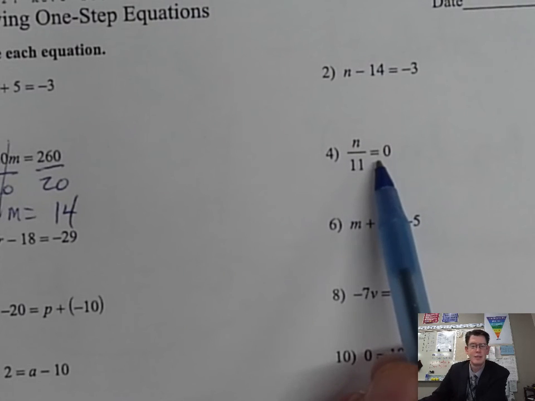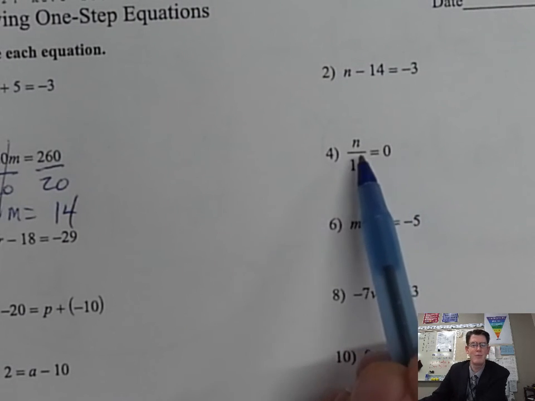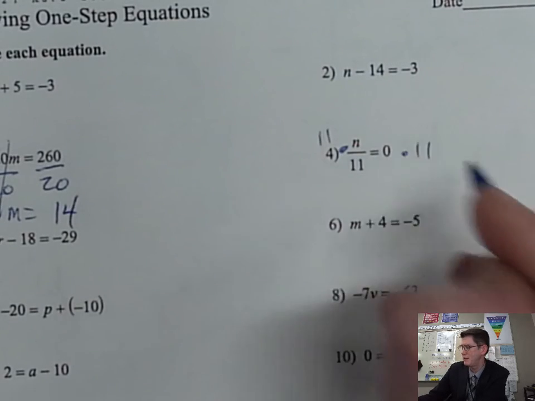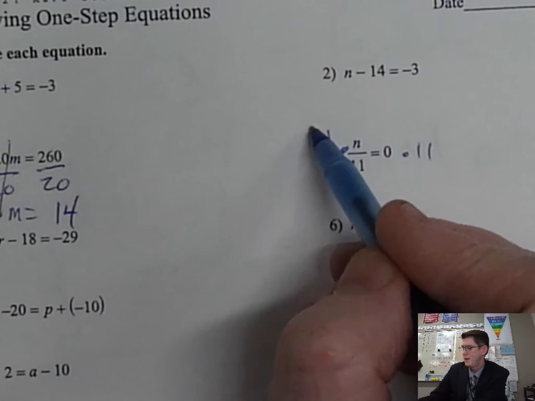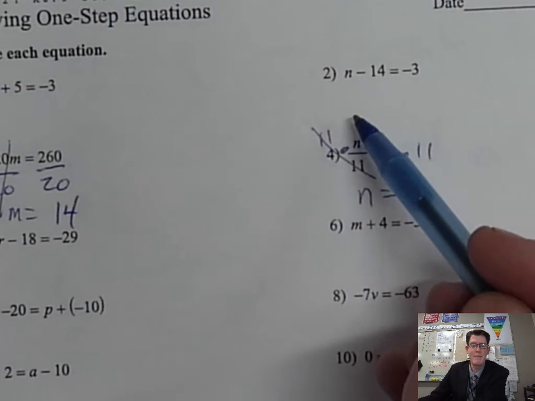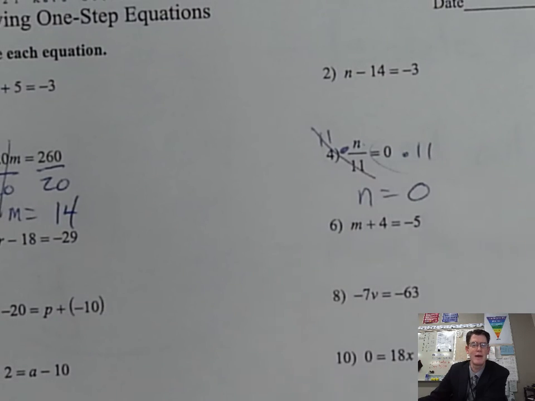Right here, what number on that one makes 0? Well, it's divided by 11, so we times both sides by 11. Those go away, so n equals 0 times 11 is 0. And that makes sense because 0 divided by 11 is 0.